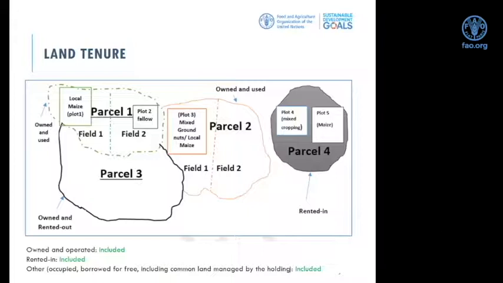As you can see from this chart, parcel one is owned and used, so it will be included as part of the scope of the indicator. Parcel two is again owned and used, so of course this is going to be considered for sustainability assessment of the farm. Parcel four is rented in, and though it's not owned by the agricultural holding, it will be included in the sustainability assessment. While parcel three, which is owned by the holding but rented out to other agriculture farms, will be considered out of scope of the indicator.